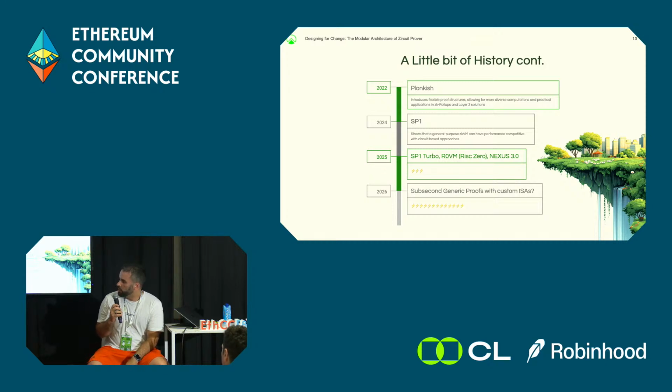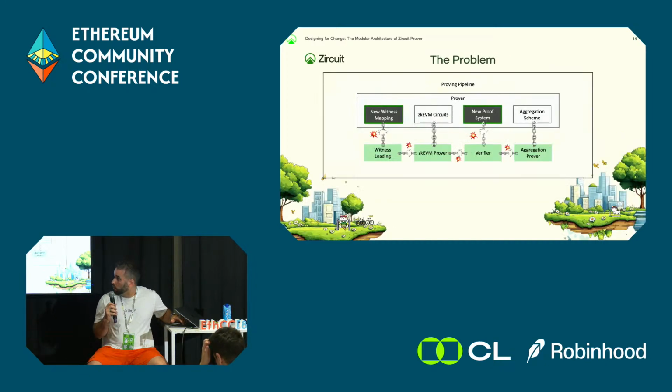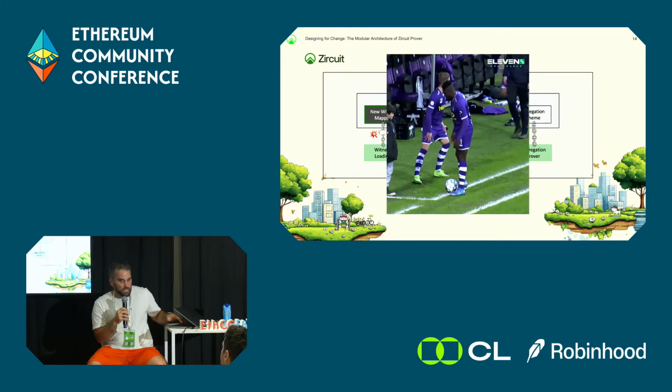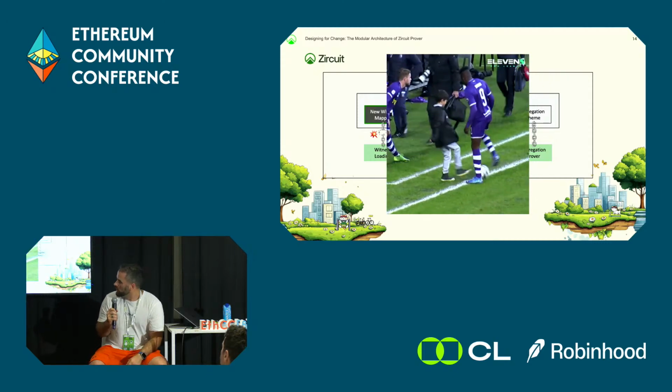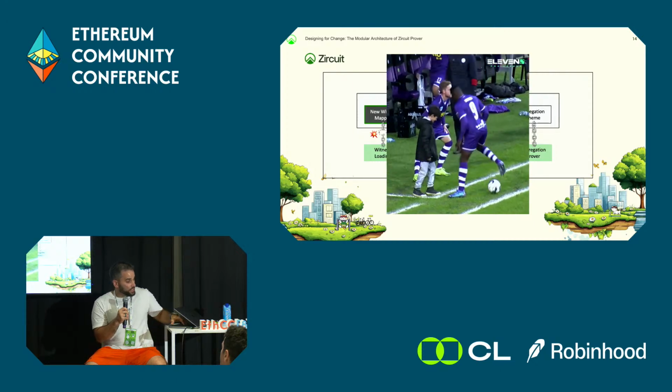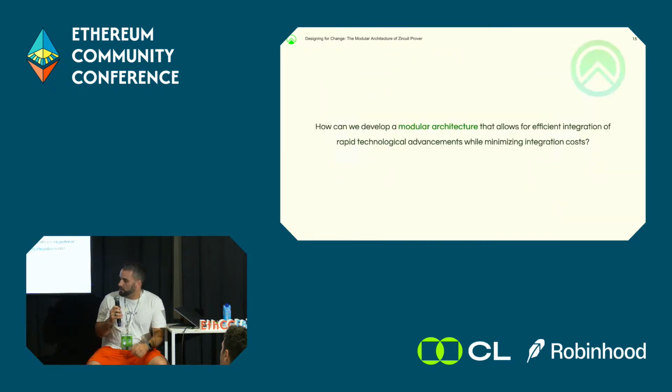If we don't have a modular architecture that can support new proving systems, we're going to end up like that kid trying to catch the ball when you're never going to be able to, because he doesn't have the capabilities or the skills to do so. So we want to avoid that. How can we develop a modular architecture that allows efficient integration of rapid technological advancements while minimizing integration costs?